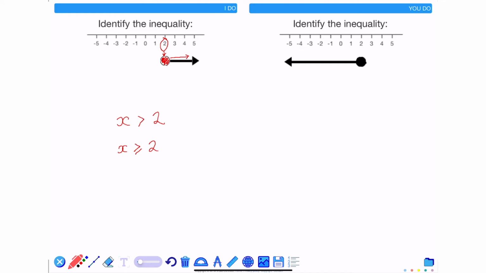The dot again appears at 2, so we know that x has something to do with 2. The arrow is pointing to the left of 2, and it is a solid dot. So that would imply that x has to be less than or equal to, since it's a solid dot, 2.